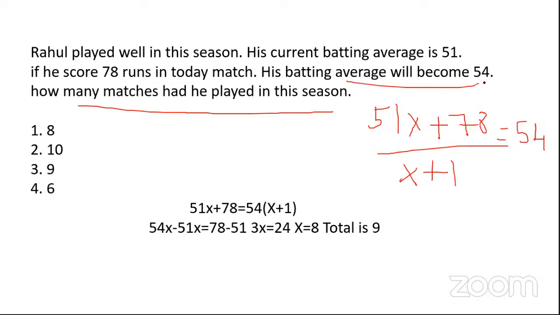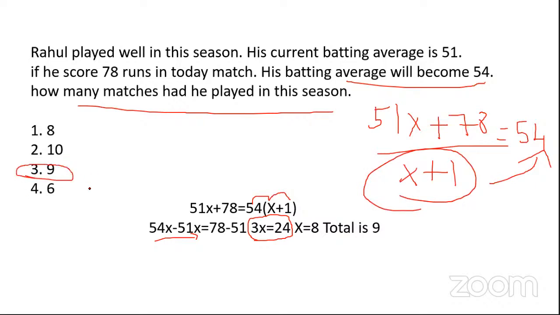The next step is to cross multiply. So 51x plus 78 equals 54 into x plus 1. Multiplying out, 54x plus 54. Bringing terms over, 54 minus 78 gives 3x equal to 24, so x equals 8. How many matches had he played in this season? You have to include today's match, that is x plus 1. So 8 plus 1 is 9. So the answer is option 3. Okay, that's it. You can have a glance.